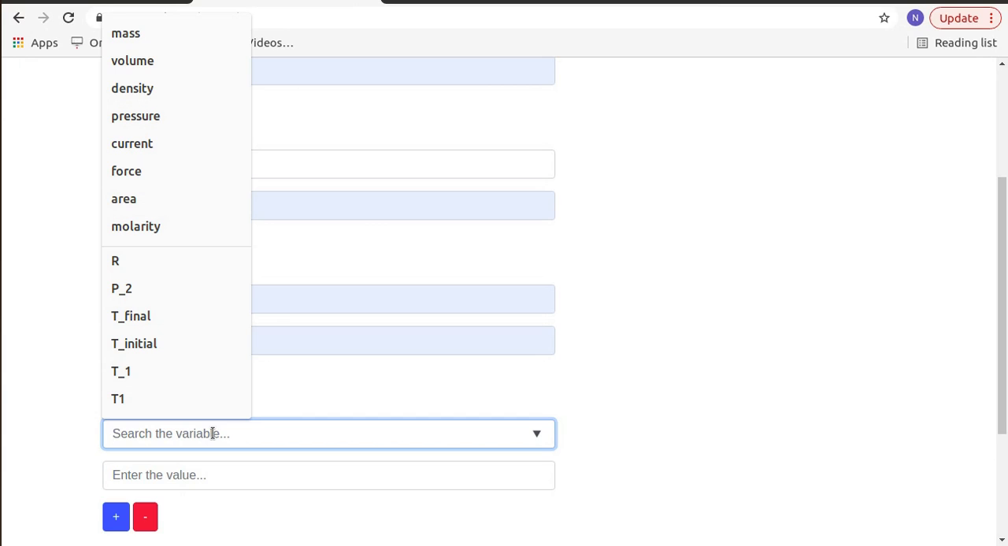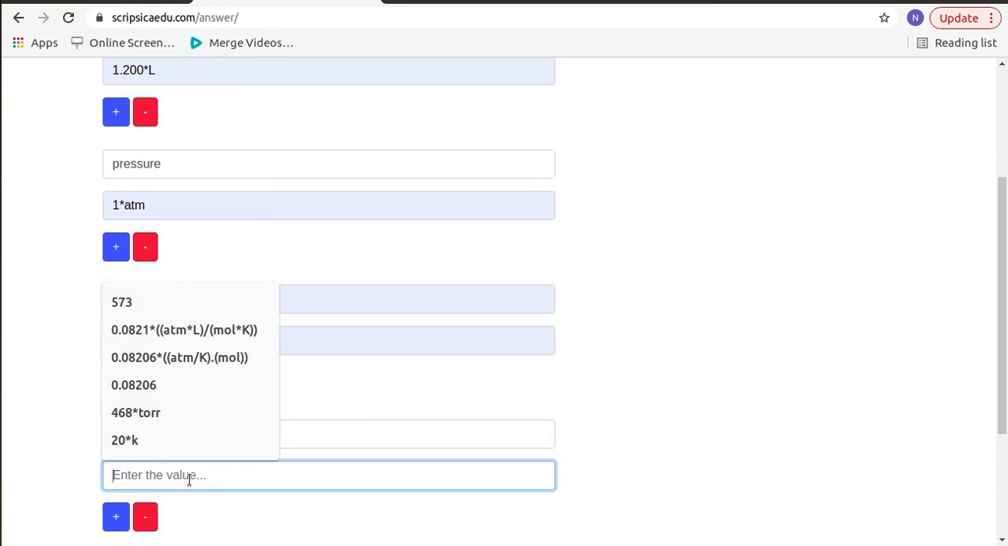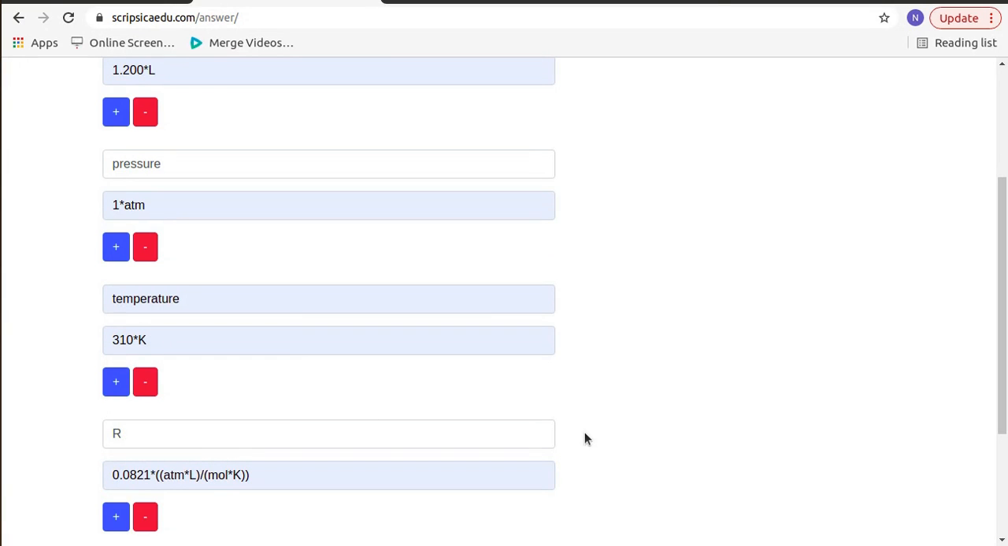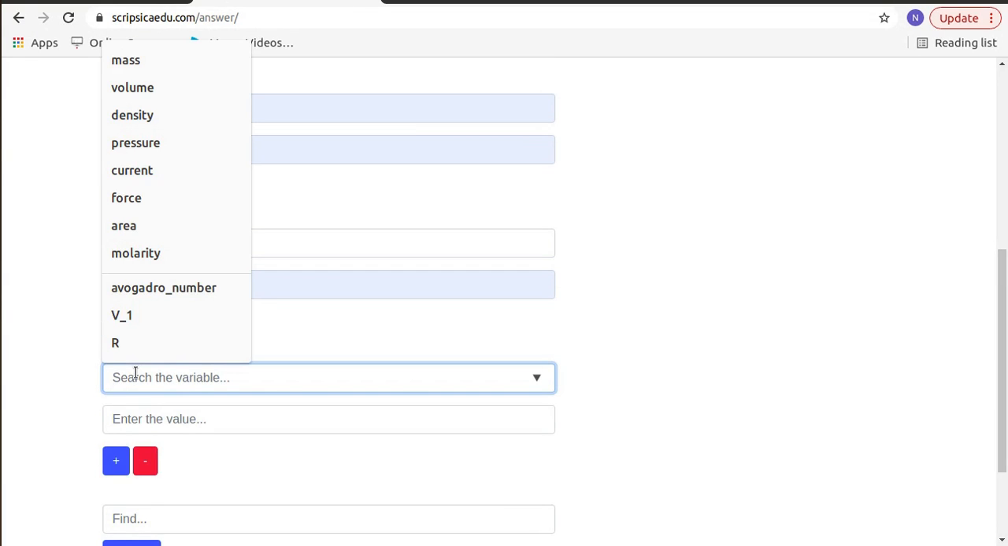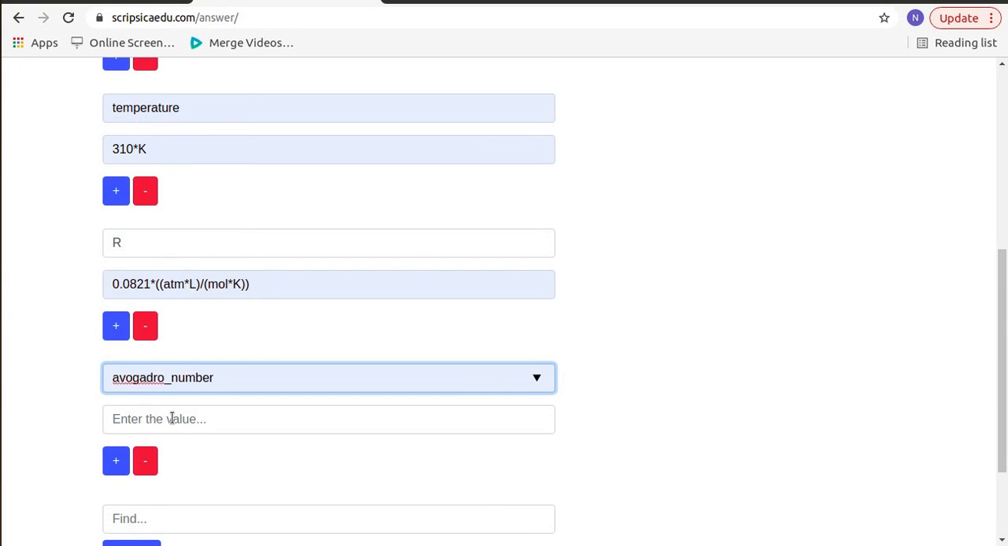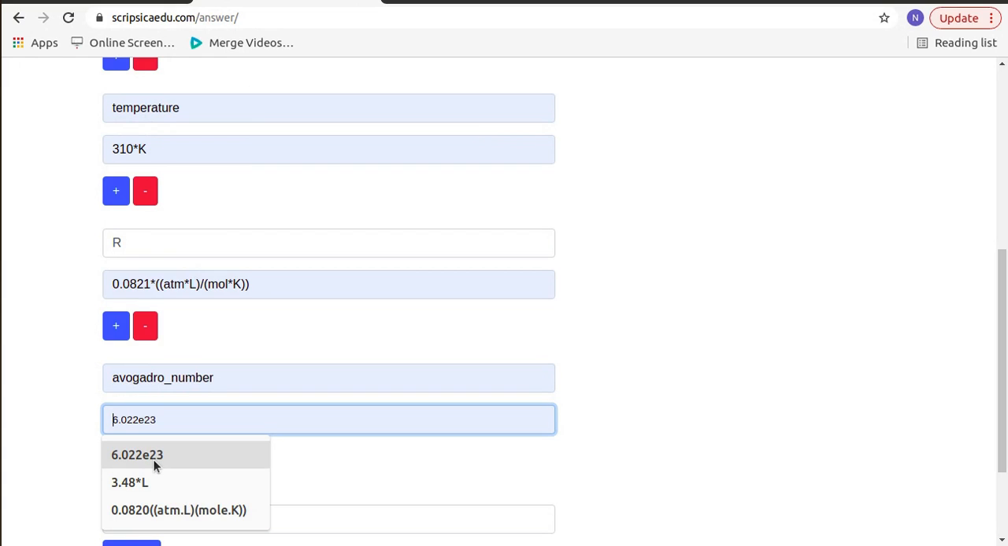Now we required another variable, that is gas constant, and we know the value of gas constant is 0.0821 atmosphere liter per mole Kelvin. We required another variable, that is Avogadro number, that is 6.022 × 10^23.